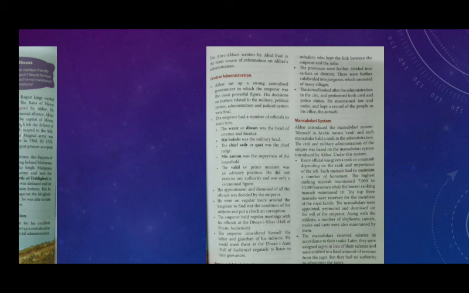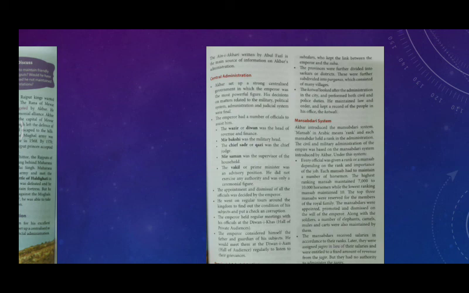Central administration. Central administration was divided among numerous heads or chiefs. The emperor had a number of officials to assist him. The wazir or diwan was the head of revenue and finance. Mir Bakshi was the military head. The chief Qazi or Sadr was the chief judge. Mir Saman was the supervisor of the household. The Vakil or prime minister was an advisory position. He did not exercise any authority and was only a ceremonial figure.